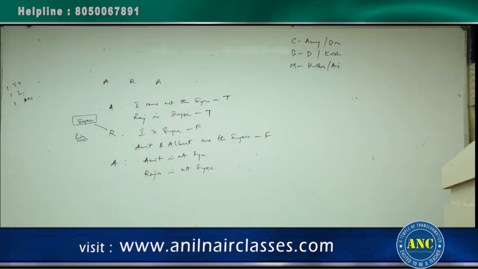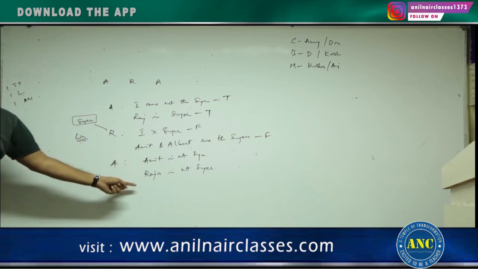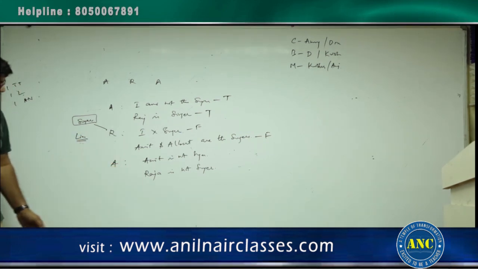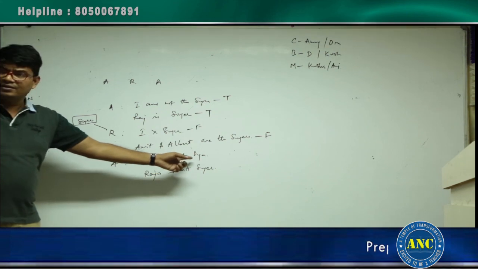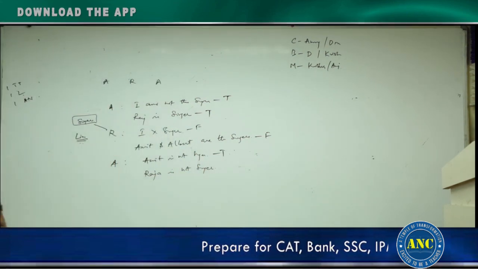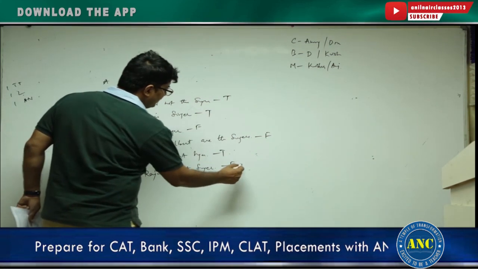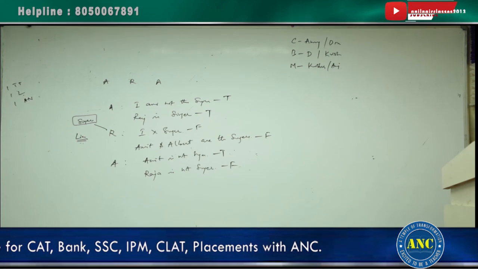Is it consistent as of now? Yes. Now, because this guy is a liar, this guy has to be the alternator. Let's see if that's true. Amit is not the singer is a true statement. Raju is not the singer is a false statement. Is it alternating? Yes. So that's the answer. Raju is the singer.